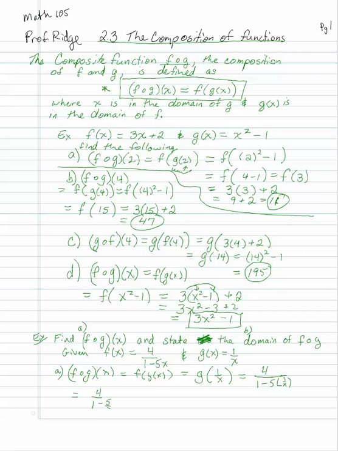So it's 5 over x. So to simplify this, I can multiply everything by x over x. So that's going to get me 4x over x minus 5. Okay, so f composed with g of x is equal to 4x over x minus 5.